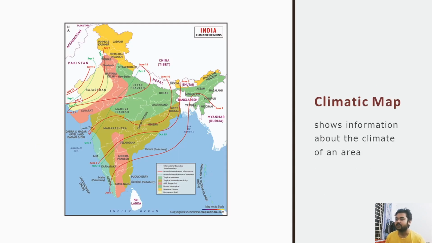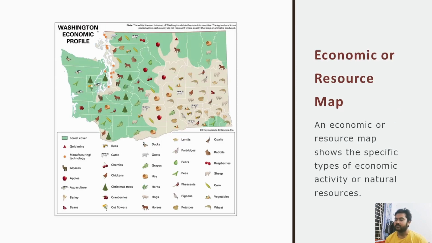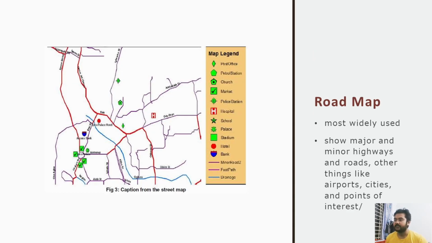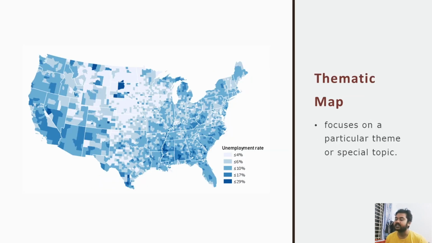Climatic maps show information about the climate of an area. An economic or resource map shows the specific types of economic activity or natural resources. A road map is very widely used. It shows major highways, roads, and other things. A thematic map focuses on a particular theme or specific topic. There are many other types of sophisticated maps.